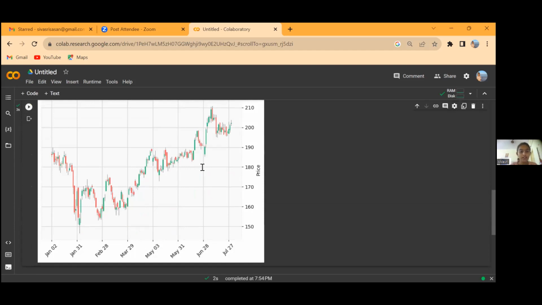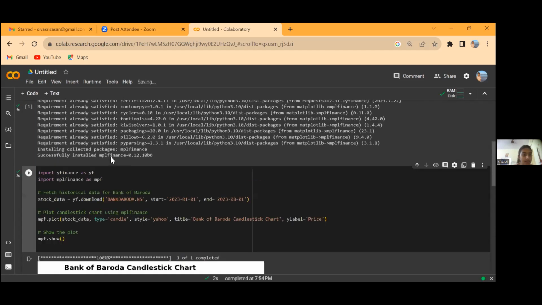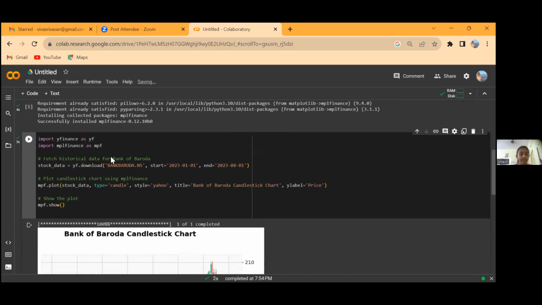According to the code, import yfinance as yf and mplfinance as mpf. This yfinance library allows us to fetch historical stock data from Yahoo Finance. Import mplfinance as mpf. This imports the mplfinance library, which is used for plotting financial charts including candlestick charts.